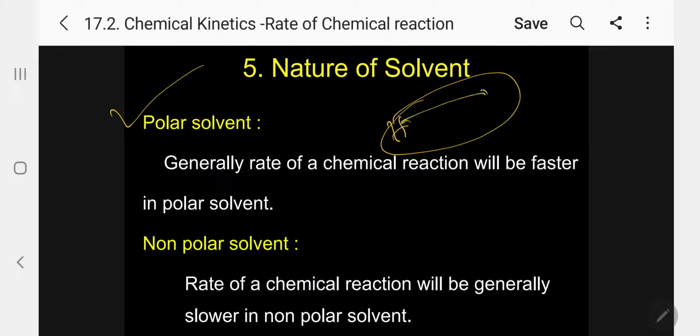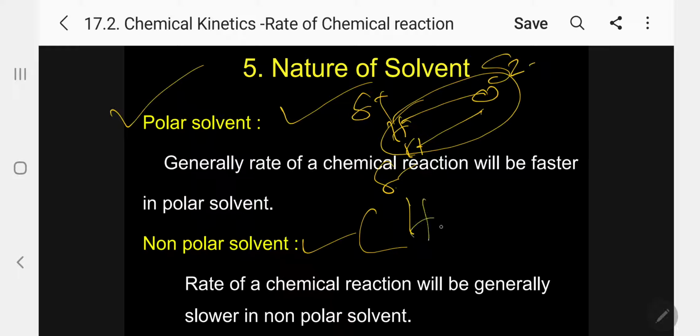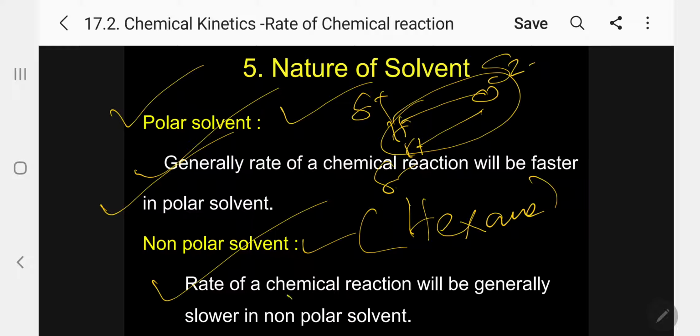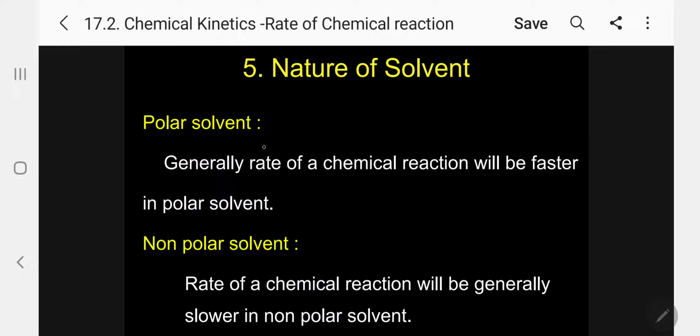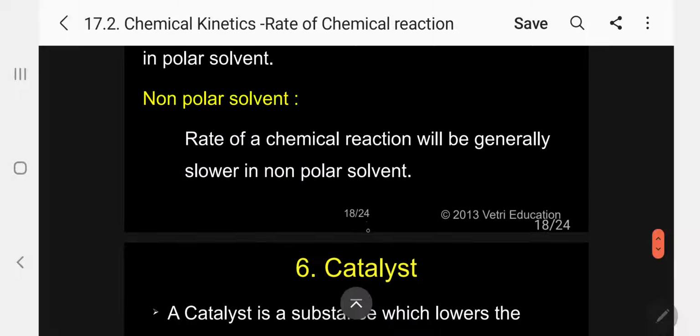Kindly follow. H-O-H, with partial plus on the hydrogens and partial 2 minus on oxygen. Water is a polar solvent. What is non-polar? All organic solvents like hexane and heptane are non-polar solvents. So generally the rate of a chemical reaction will be faster in a polar solvent, whereas the rate of a chemical reaction will generally be slower in a non-polar solvent. So the polarity of the solvent will affect the rate.